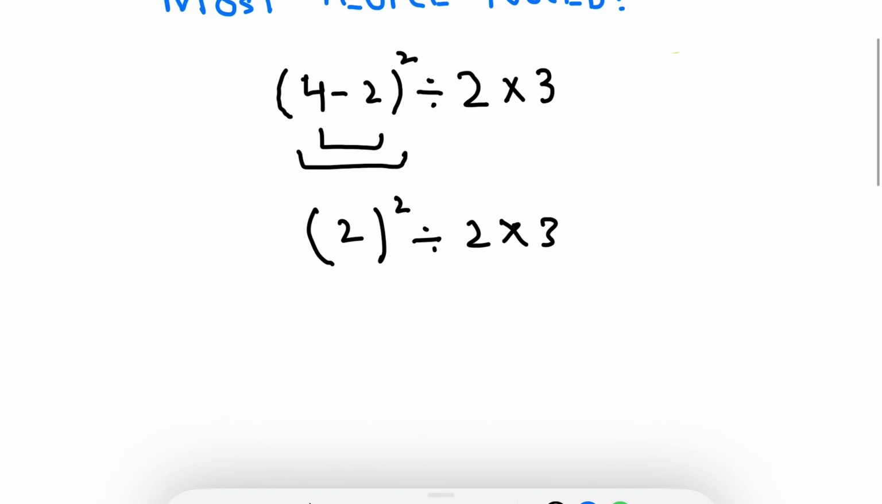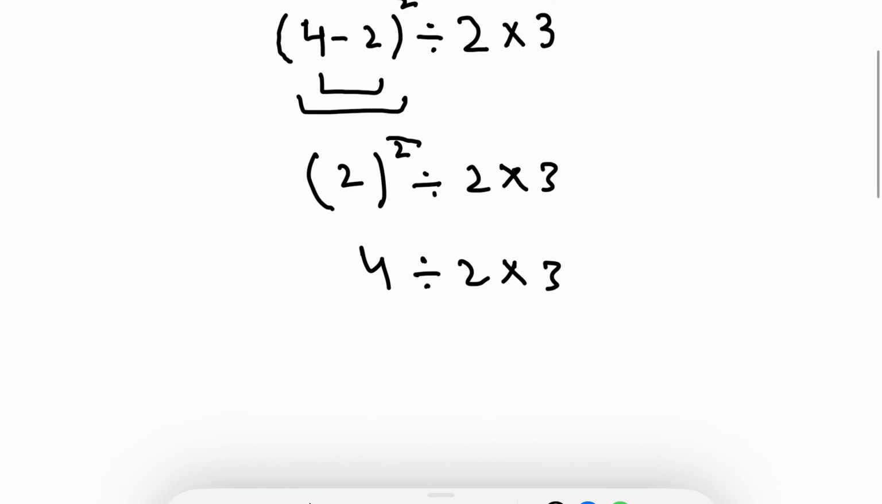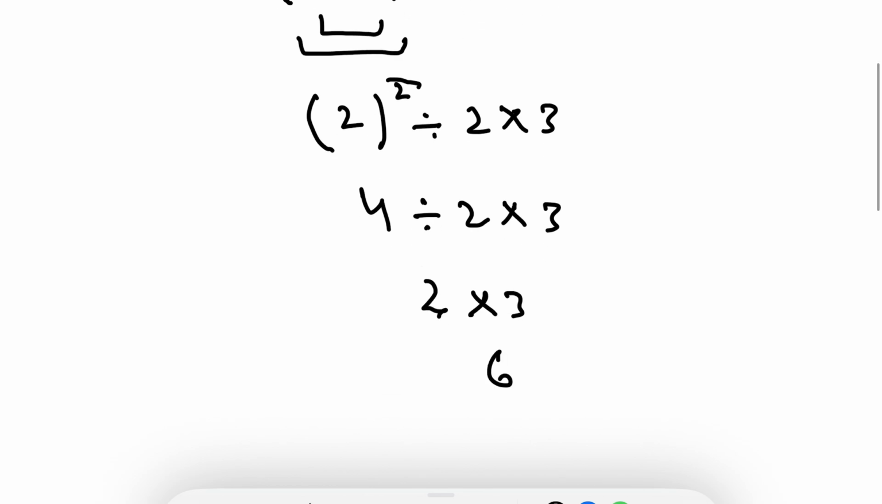Now we solve the exponent. Okay, so 2 power 2 is 4 divide 2 multiply with 3. So now we first simplify the division. 4 divide 2 is 2 and multiply is 3. So 2 multiply 3 is 6. So final answer of this question is 6.